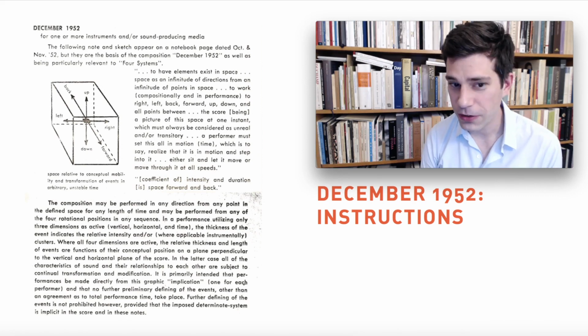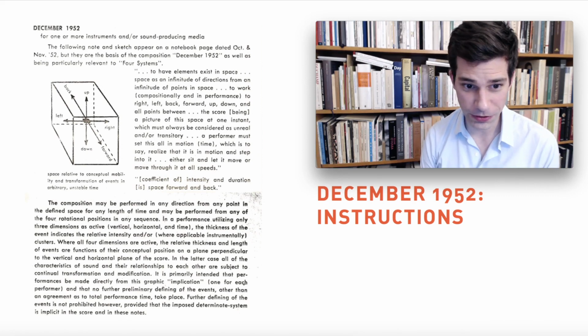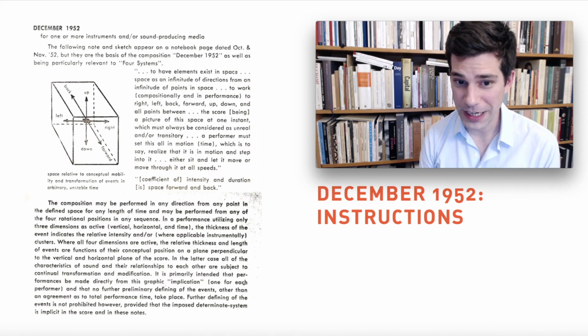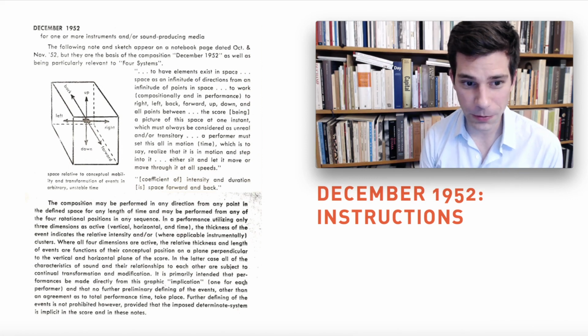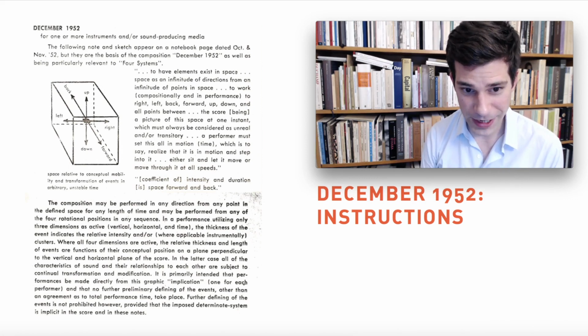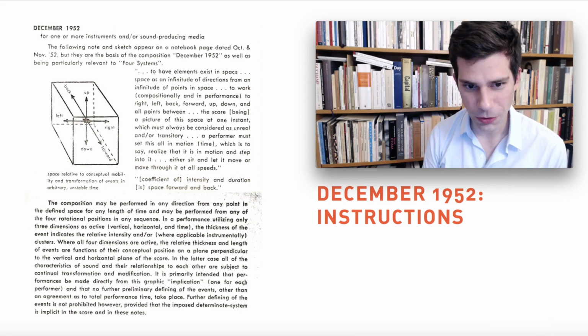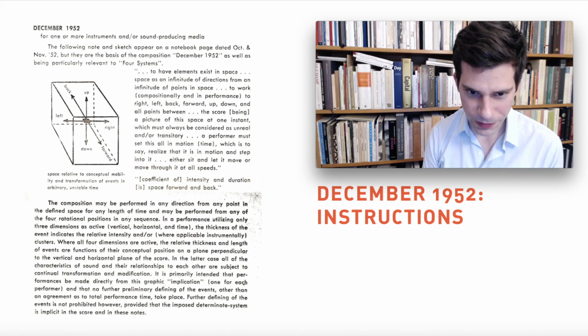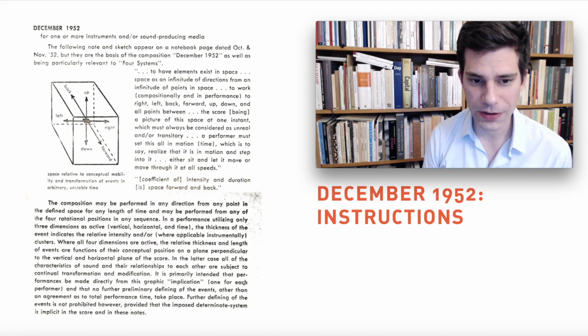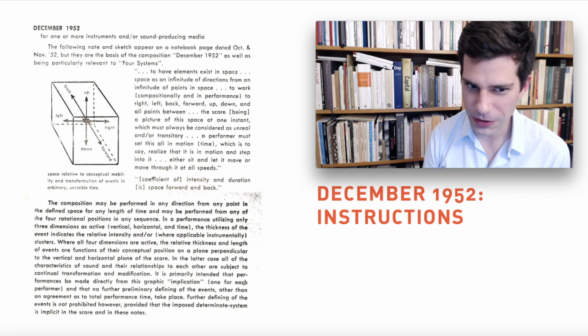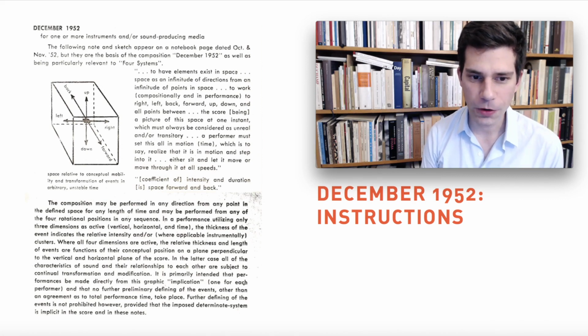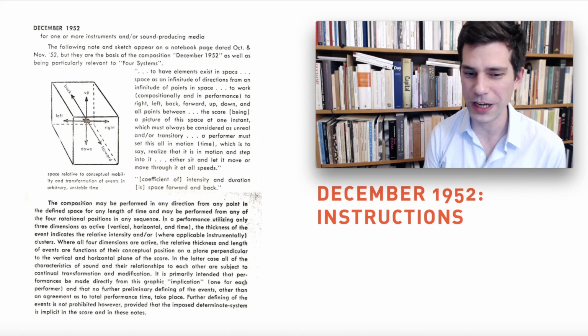So just to have a look at the instructions here, the composer says this about the work. He says, "The composition may be performed in any direction, from any point in the defined space, for any length of time, and may be performed from any of the 4 rotational positions in any sequence. In a performance utilizing only 3 dimensions as active, vertical, horizontal, and time, the thickness of the event indicates the relative intensity and/or, where applicable instrumentally, clusters. Where all 4 dimensions are active, the relative thickness and length of events are functions of their conceptual position on a plane perpendicular to the vertical and horizontal plane of the score.